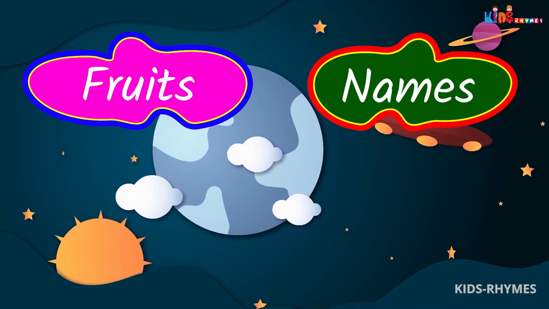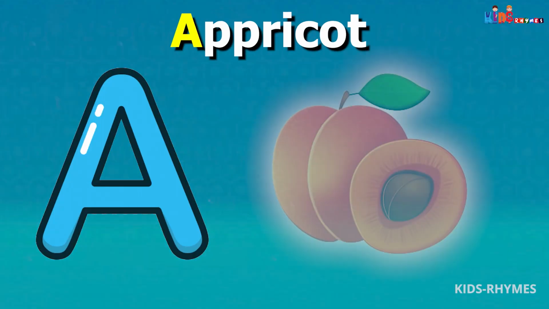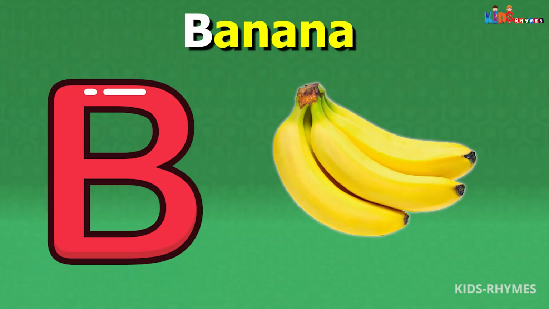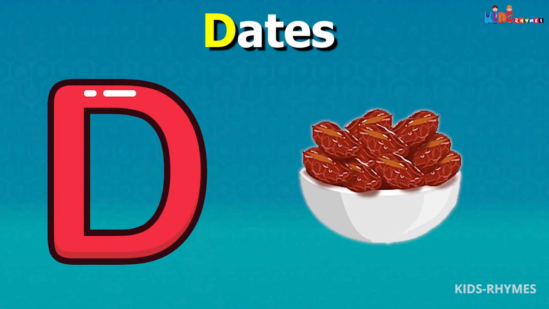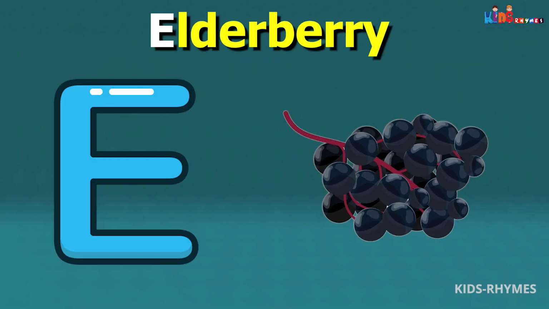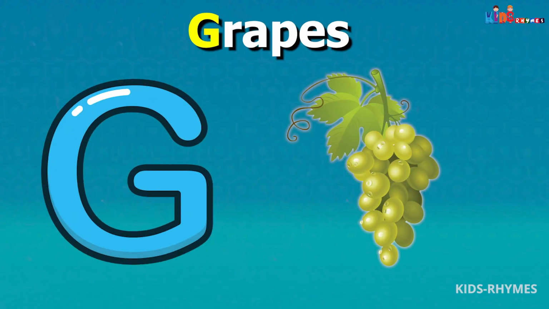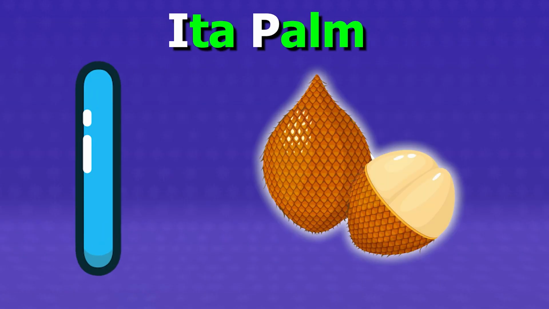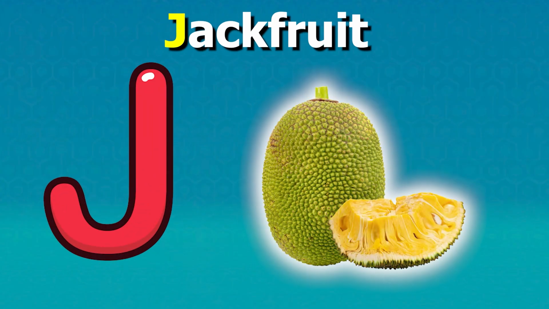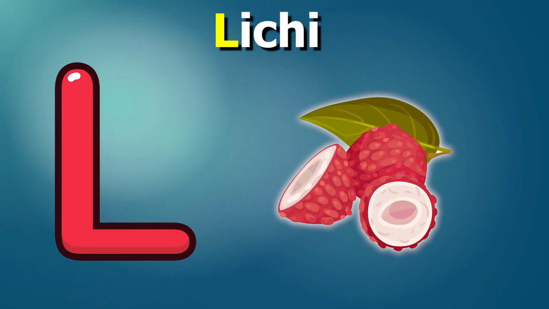Fruits name according to alphabets. A for apricots, B for bananas, C for cherries, D for dates. E for elderberries, F for figs, G for grapes, H for honeydew, I for plum, J for jackfruit, K for kiwis, L for lychees.